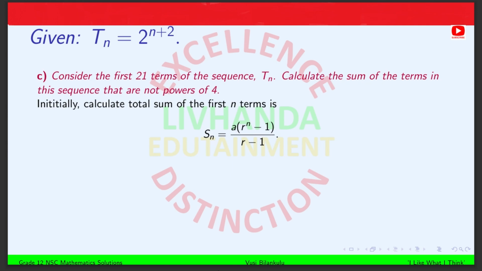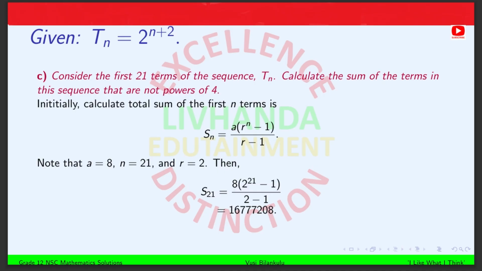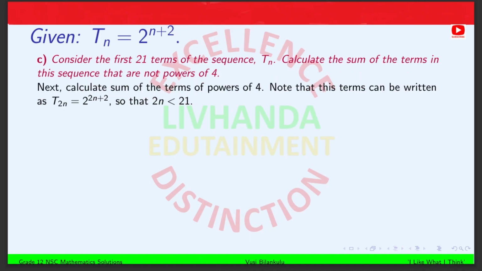Lastly, consider the first 21 terms of the given sequence. To calculate the sum of the terms in the sequence that are not powers of 4, initial steps calculate the sum of the first 21 terms. The formula for a finite sum can be used. This formula can be found at the back of the question paper on the day of exam. Substitute a equals 8, then n equals 21, and then r equals 2. Then, the sum of the first 21 terms equals 16,777,208.